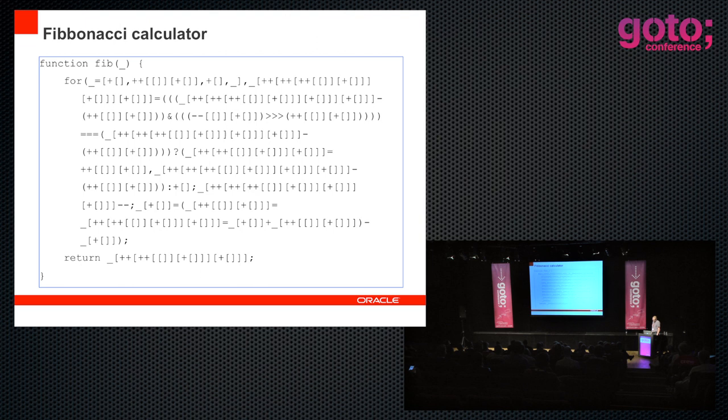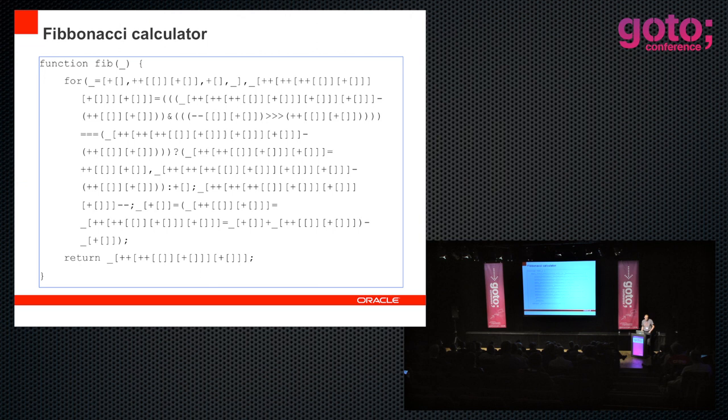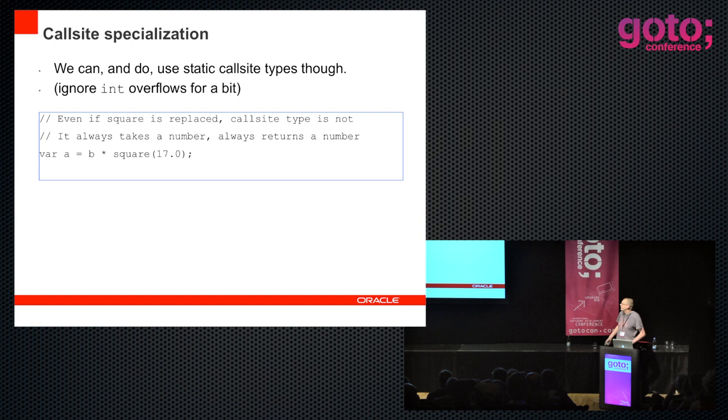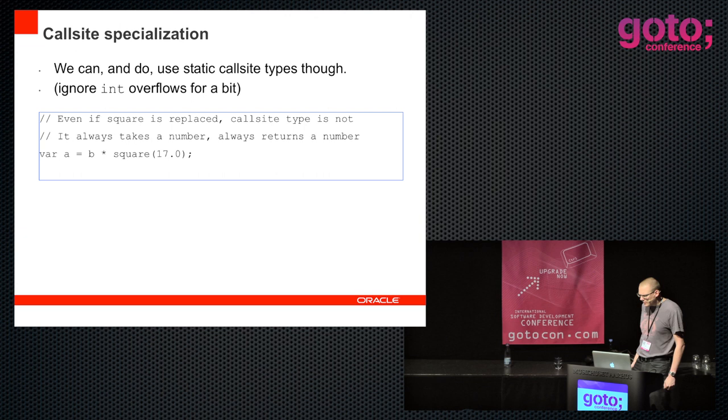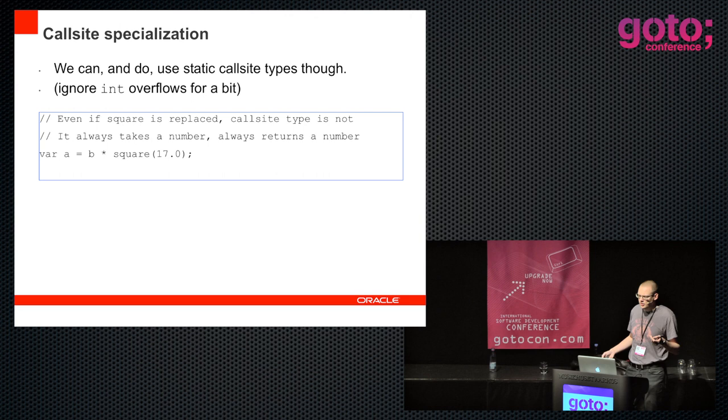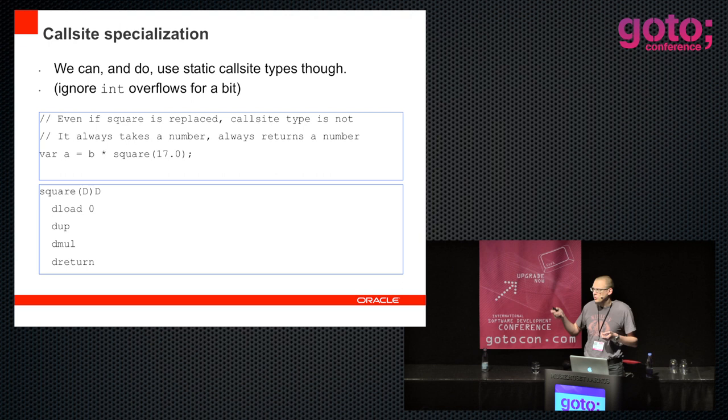So what we can do to help with the square function, which turned into a very object-heavy method that always takes an object, is to specialize on call sites, because perhaps, still conservatively, we see something like var a equals b times square of 17.0. And even if someone overwrites square with something else, we know at this call site in the program at least that the result of square is always used in the multiplication, and the parameter to square is always a double. So no matter what square is, we know that we can coerce the return value to a double in our bytecode representation, and the parameters.